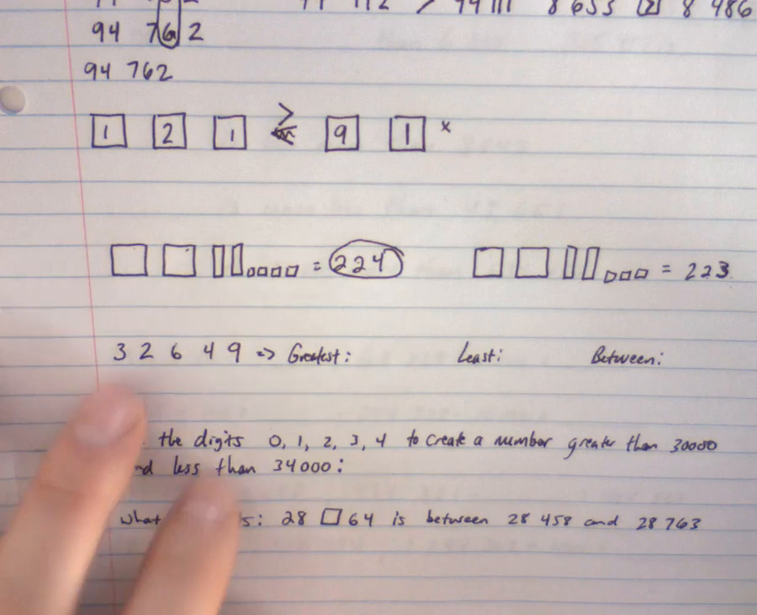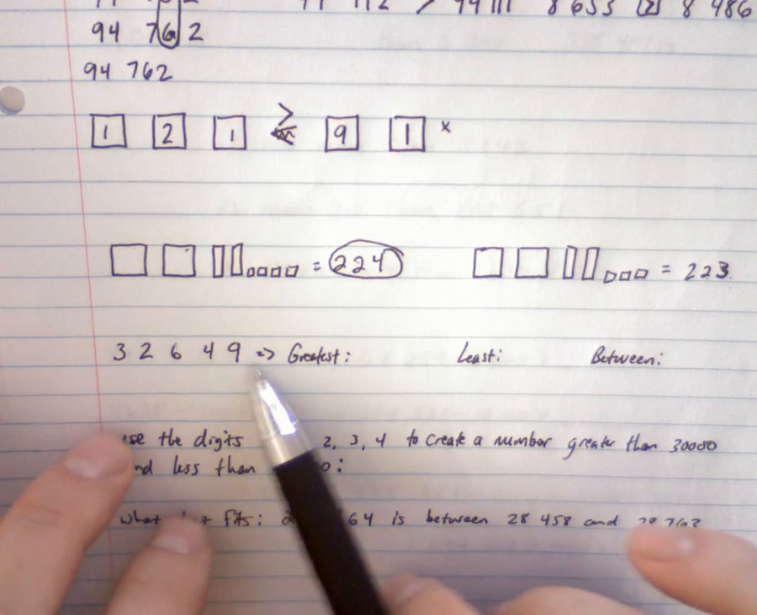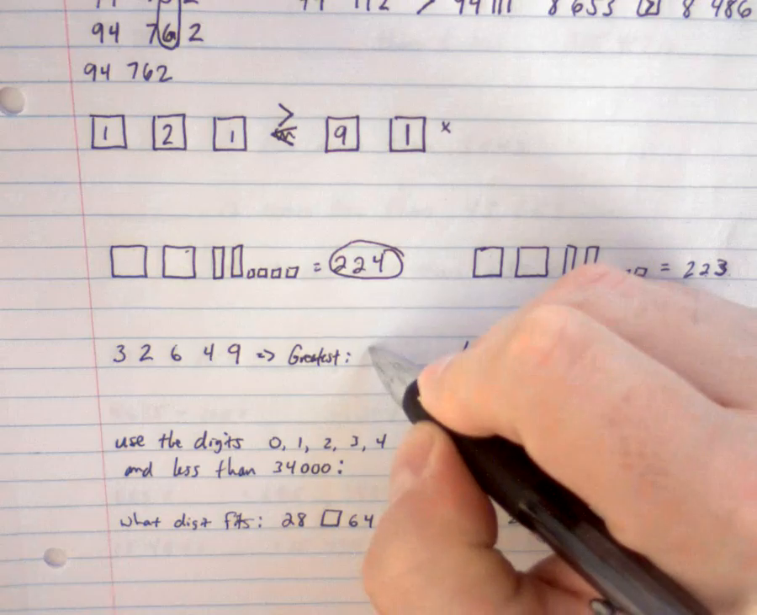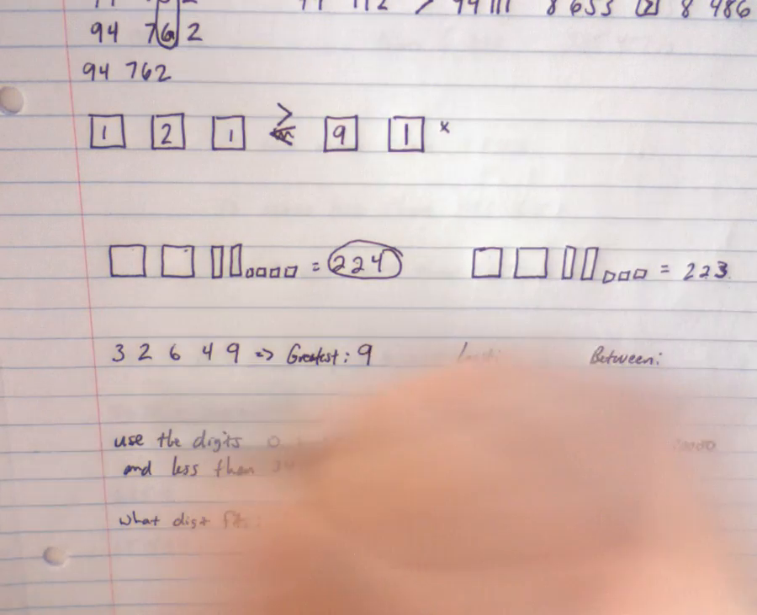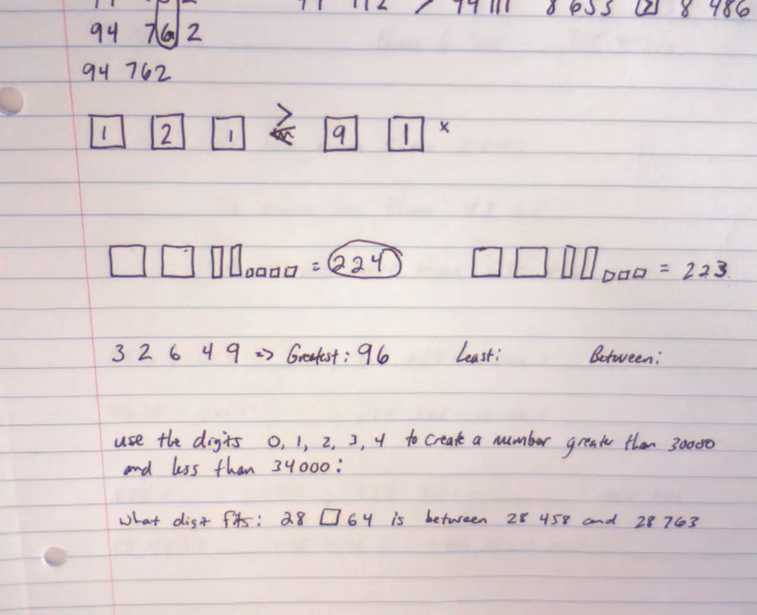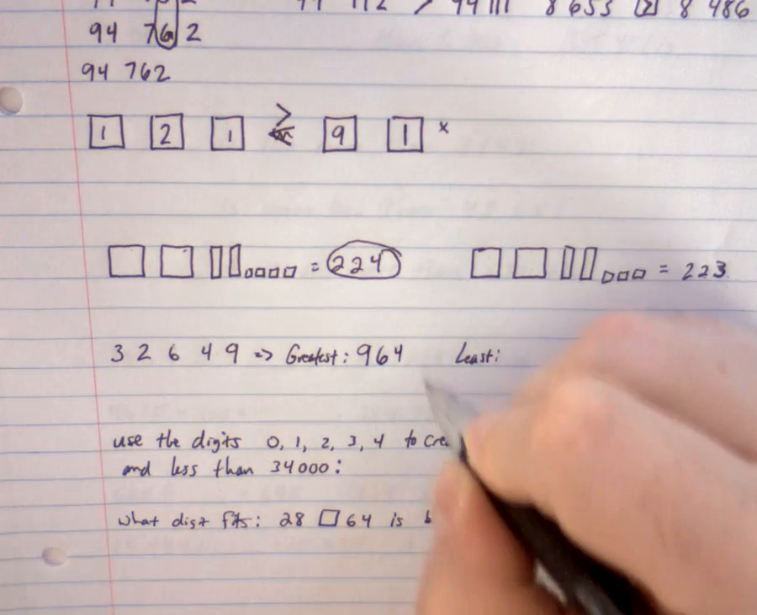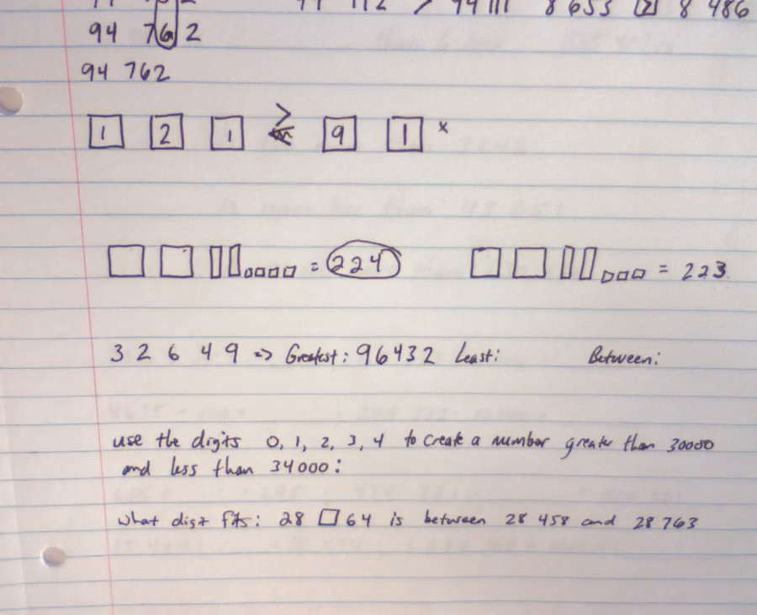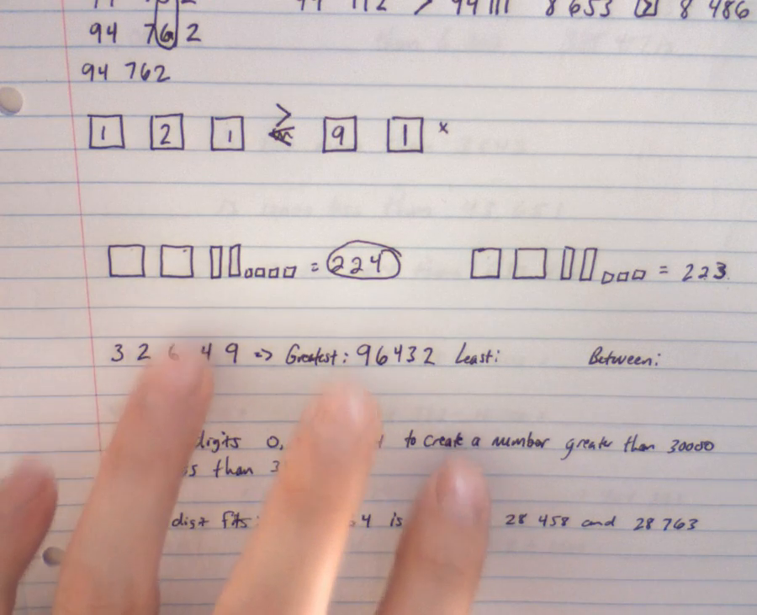Well, let's look for any numbers that are bigger than 3 as a starter. So we have 6, 4, and 9. Which one is the biggest? Let's put it first. The biggest number is 9. Which one is the next biggest? So we have 4, 6, 3, and 2. 6. Which is the next one after the 6? 4. Next biggest would be 3. And the last one would be 2. So that is the greatest number we can make out of these digits right here.